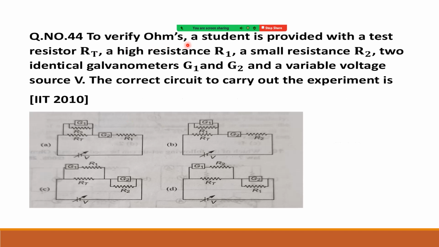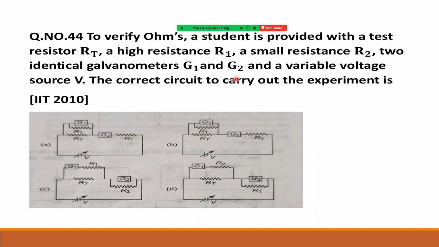To verify Ohm's law, a student is provided with a test resistor, a high resistance R1, a small resistance R2, two identical galvanometers, G1 and G2, and a variable voltage source, V. The correct circuit to carry out the experiment is, so here we have to verify V equal to I into R, that means I proportional to V, right? See carefully once.